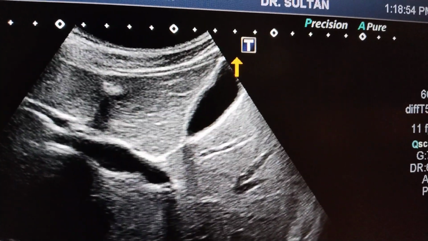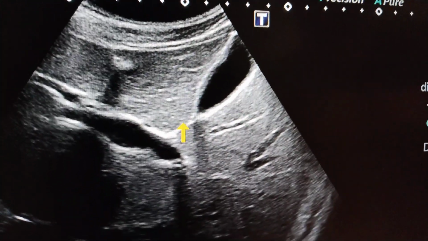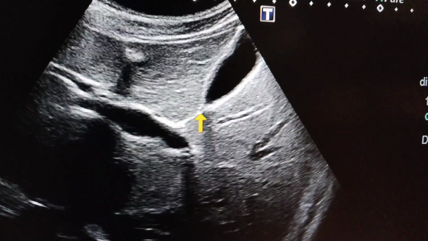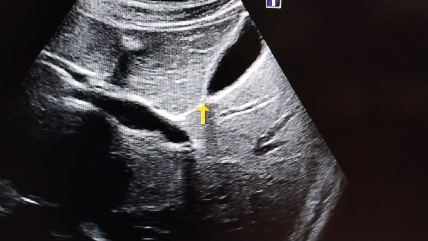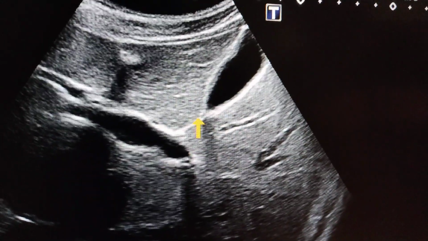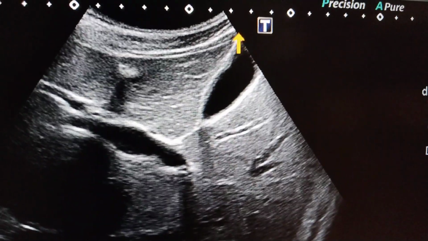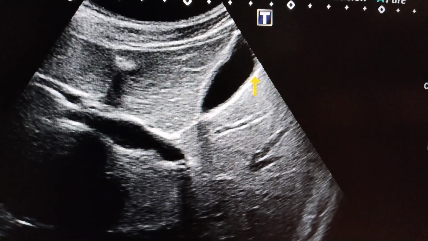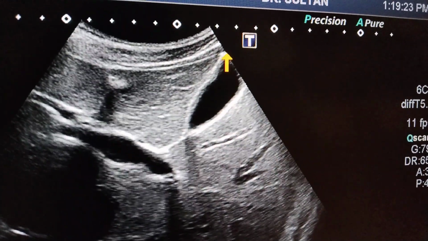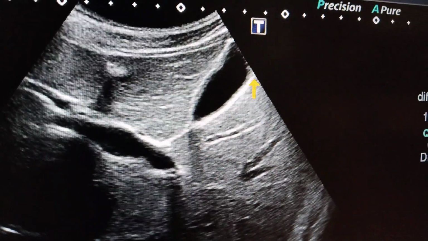fundus is upward while the neck is, sorry, neck is upward, that is the proximal portion, and then where it is attached to the cystic duct, and the fundus which is the distal portion, this one I am going to show also. Fundus, it is hanging downward, ये आम की तरह लटका हुआ होता है.